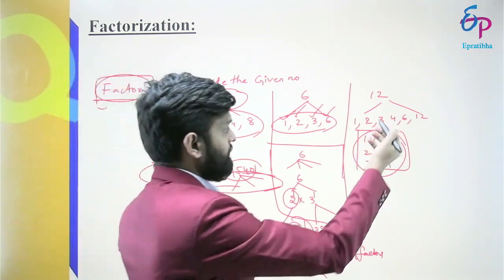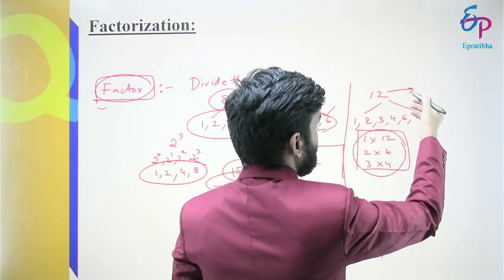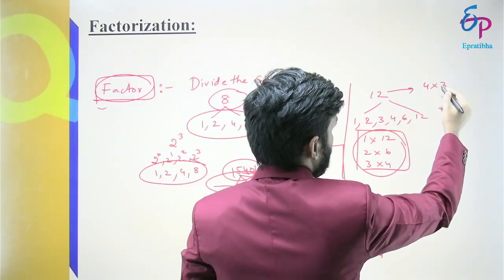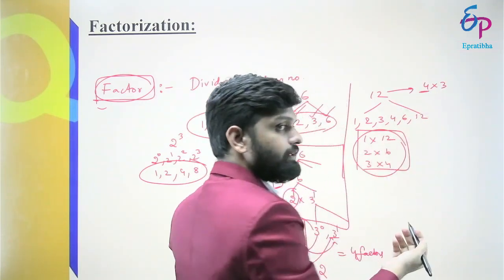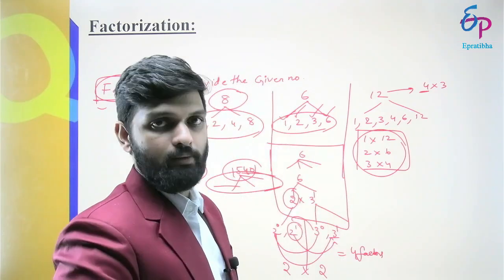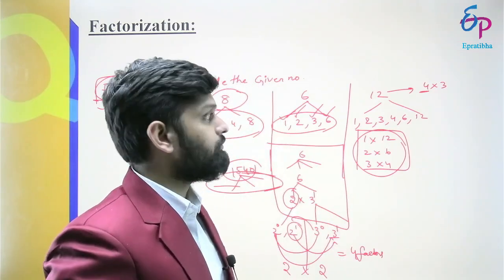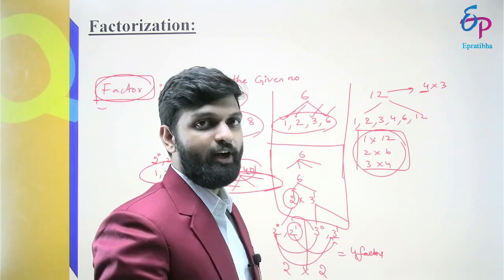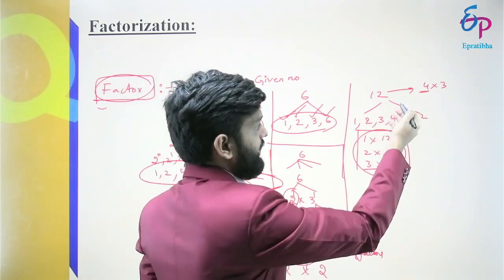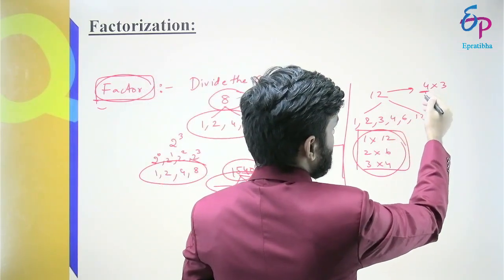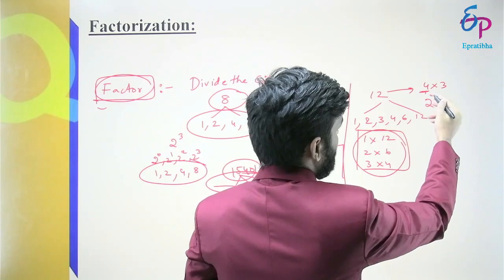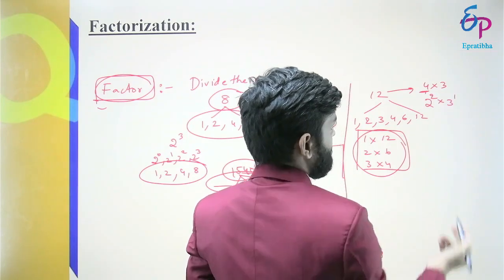If you see a bit bigger number, now 12 can be written as 4 into 3. But whenever you are writing like this, that number should always be a prime number. What are prime numbers? Prime numbers are those numbers which have exactly 2 factors. 4 has 3 factors, right? So we have to work something out. 4 can be written as 2 square into 3 power 1.